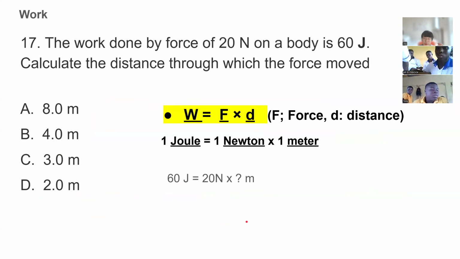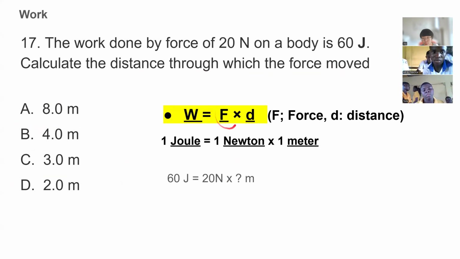Now we are getting into the concept of work. To begin this topic, let's start with a question. The work done by the force of 20 Newton on a body is 60 joules. Calculate the distance through which the force moved. Is it A, 8 meters, B, 4 meters, C, 3 meters, or D, 2 meters?